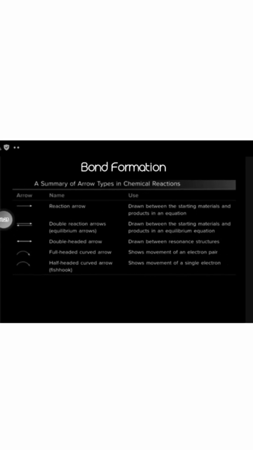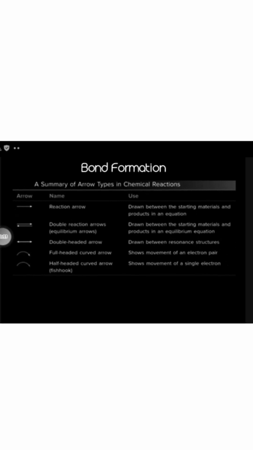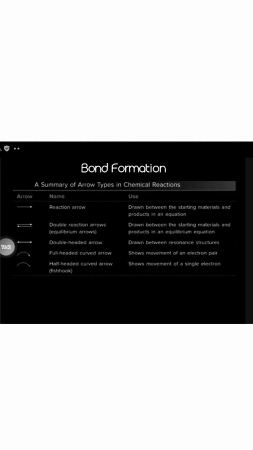The full-headed straight arrow is known as the reaction arrow. You know that this is called the reaction arrow. The full-headed arrow is the reaction arrow. It is used to draw the starting material and the products in the equation. This is all about the full-headed arrow.